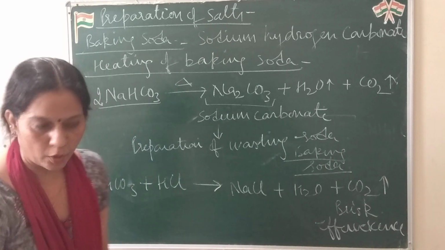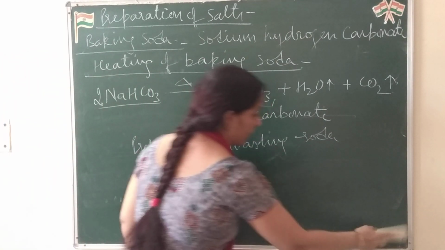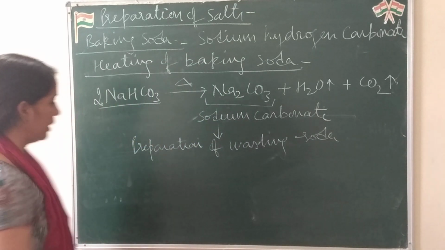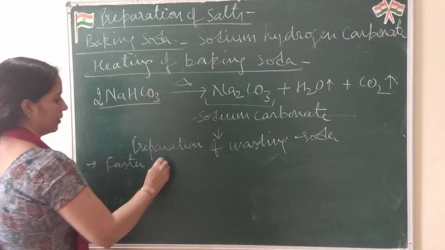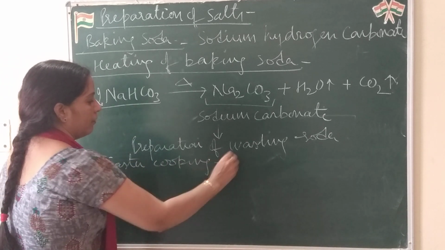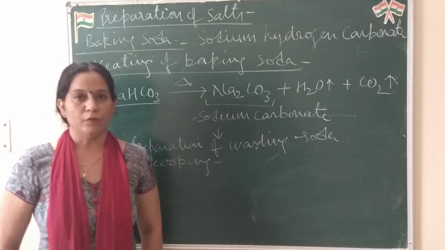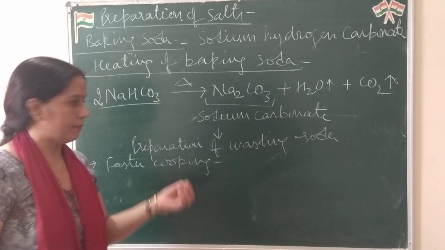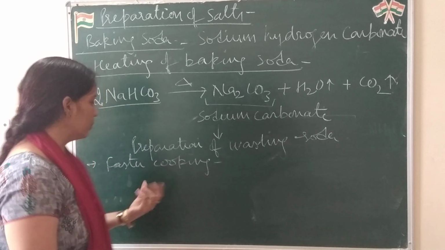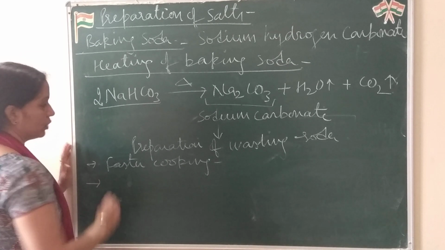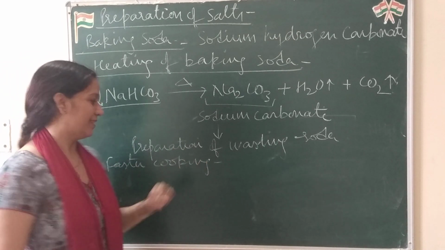Now there are some very important uses of baking soda in the baking industry and in cooking. I have already told you one of the uses: it is used for faster cooking. For example, rajma and grams take lots of time for boiling. If we add a little baking soda to them, they get boiled earlier and become soft earlier. It is also used for making very crispy, tasty pakoda. That is of your interest, right?